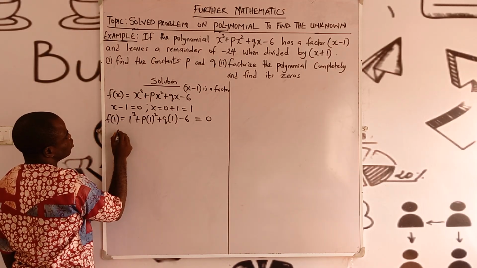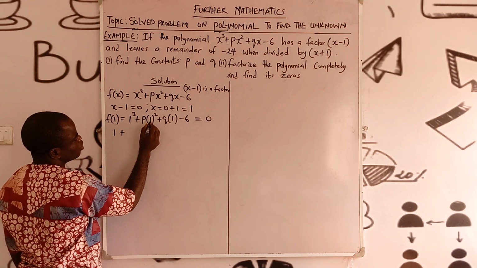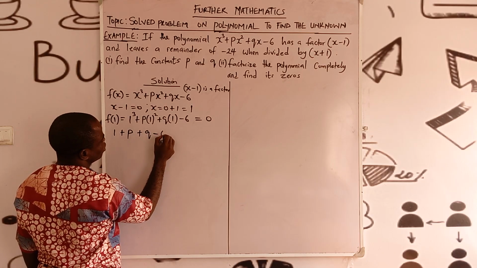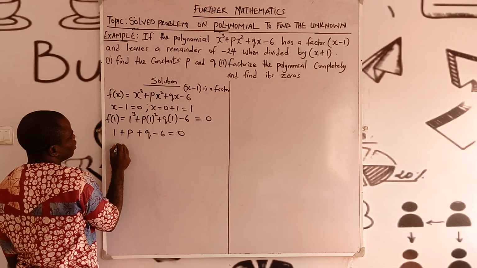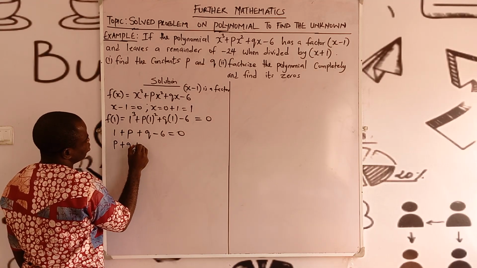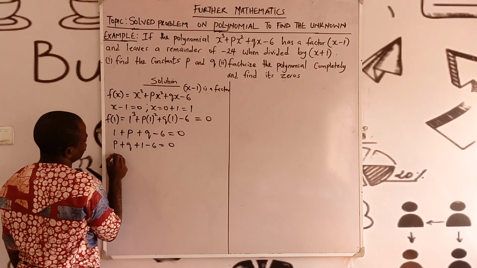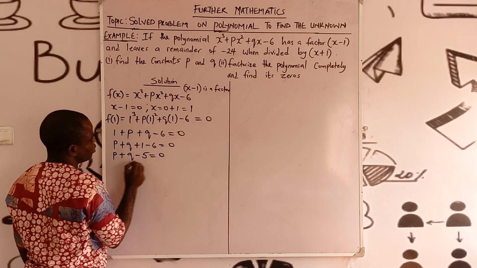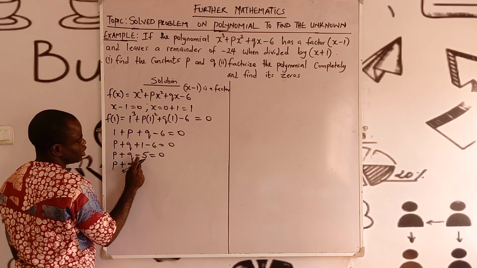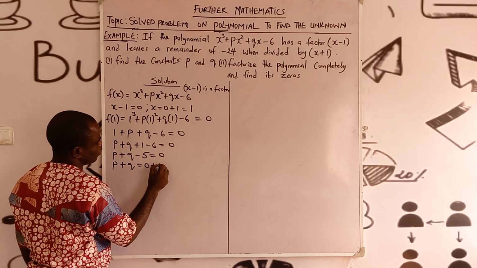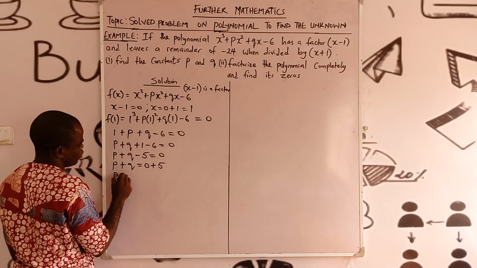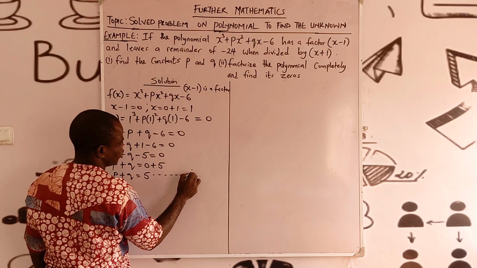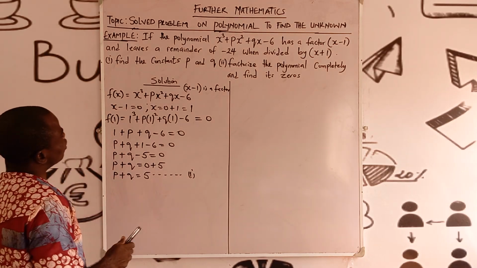1 cubed is 1, plus 1 squared times p is p, plus q times 1 is q, minus 6 equals 0. Let's collect the like terms: p plus q plus 1 minus 6 equals 0. 1 minus 6 is minus 5, so p plus q minus 5 equals 0. Taking minus 5 to the other side, p plus q equals 0 plus 5, so p plus q equals 5. That's our equation 1.